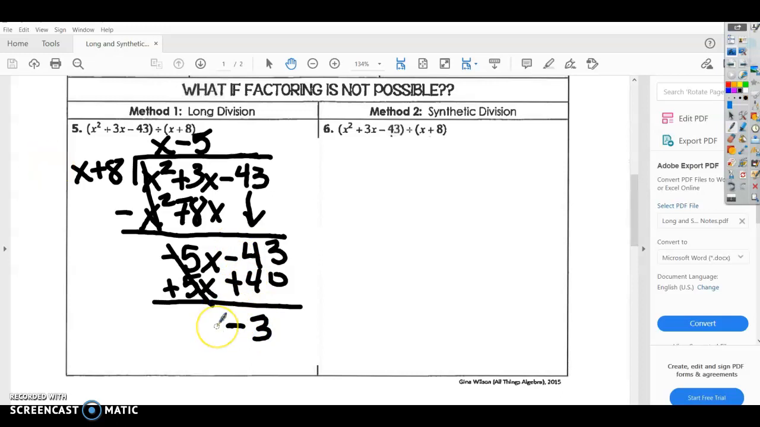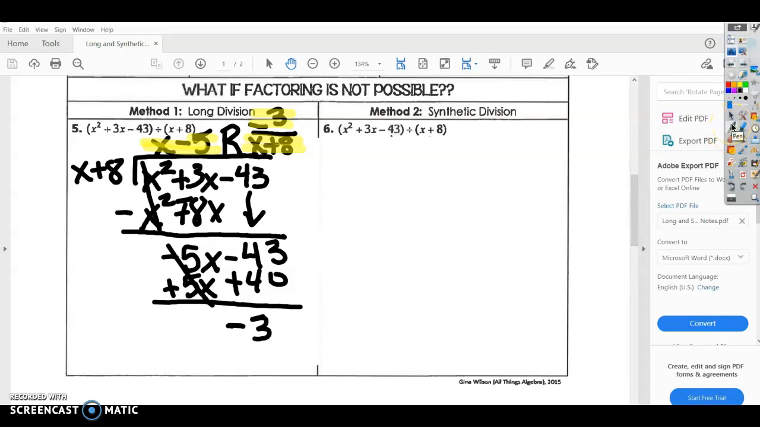X does not go into negative 3, so that becomes our remainder. So our remainder is negative 3, and we write that over what we're dividing by, so x plus 8. So your answer here would be x minus 5, remainder negative 3.